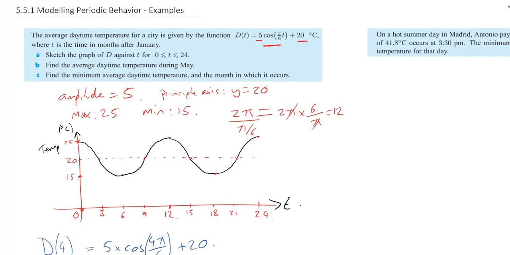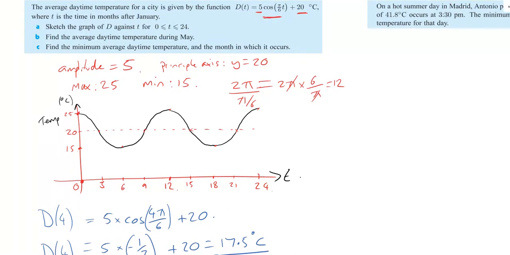C, find the minimum average daytime temperature and the month in which this occurs. So the minimum, well, that will be at these minimum points here, look, and here. Okay, that's when the minimum average daytime temperature is happening, and that is happening at 6.